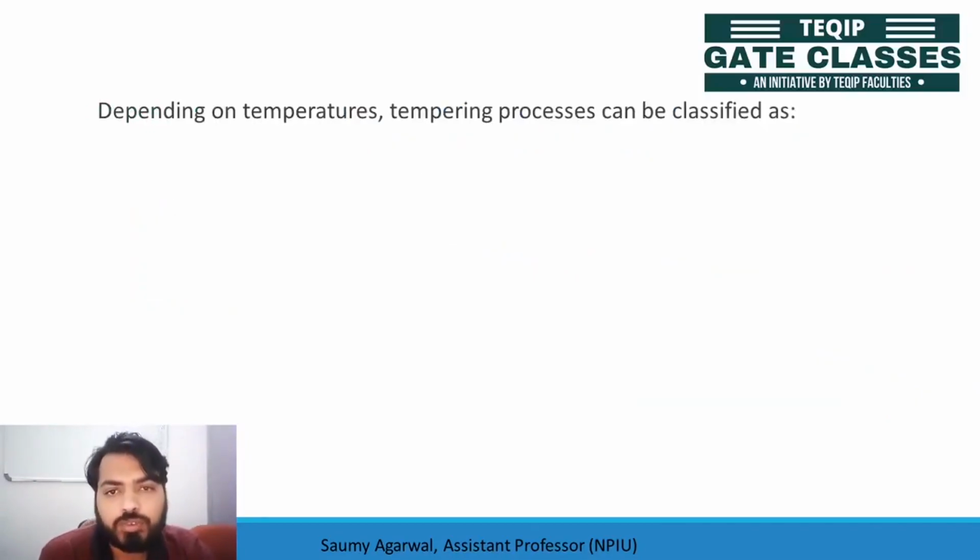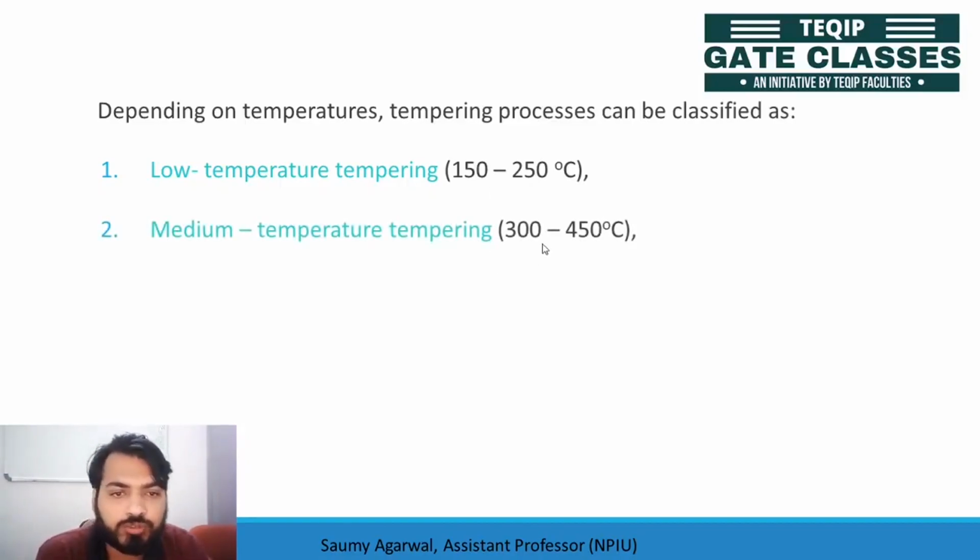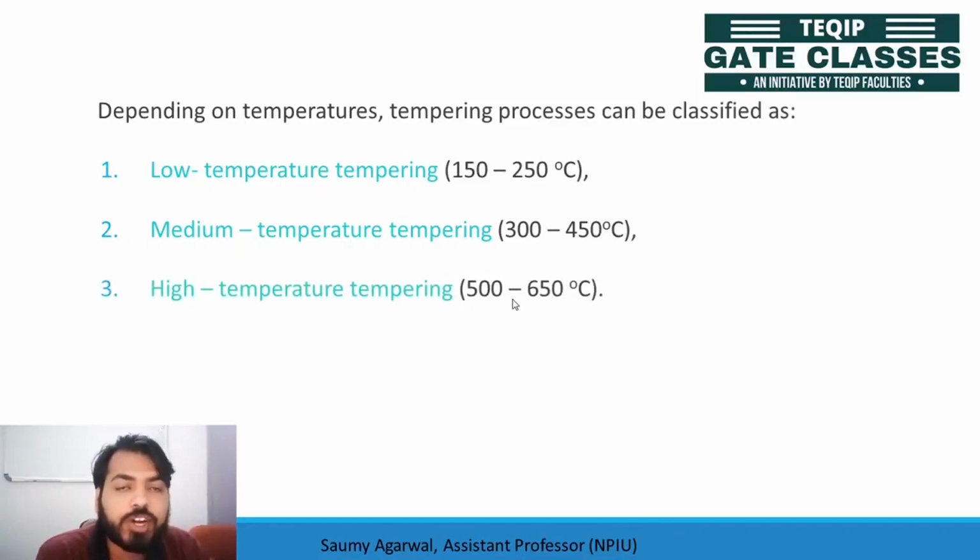Then we can classify the tempering process based on the temperatures. If the tempering temperature is between 150 degrees Celsius to 250 degrees Celsius, we call this process low temperature tempering. If the temperature is between 300 to 450 degrees Celsius, we call this medium temperature tempering. And if the temperature is between 500 to 650 degrees Celsius, just below the eutectoid temperature, that kind of tempering is known as high temperature tempering.